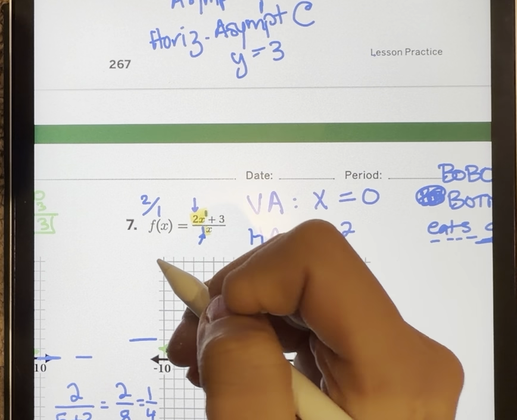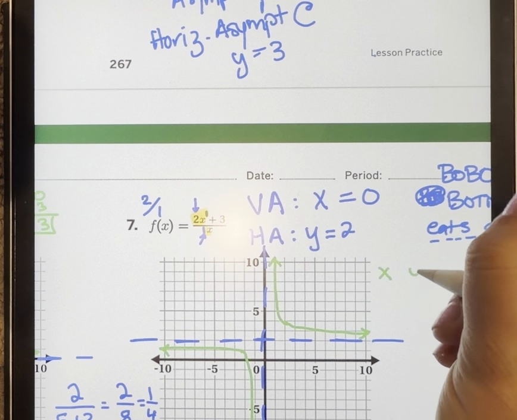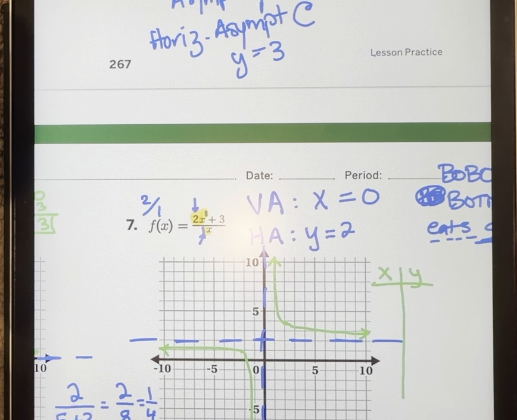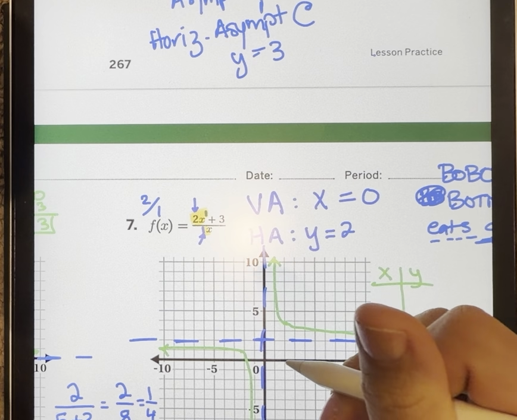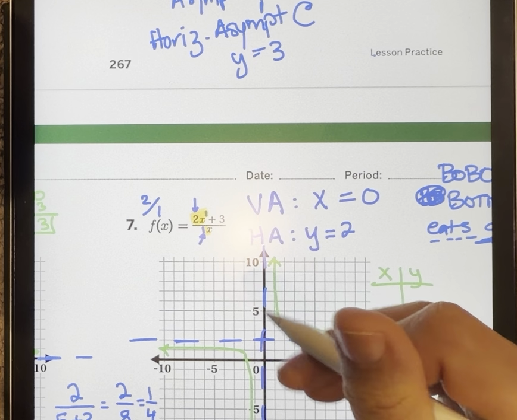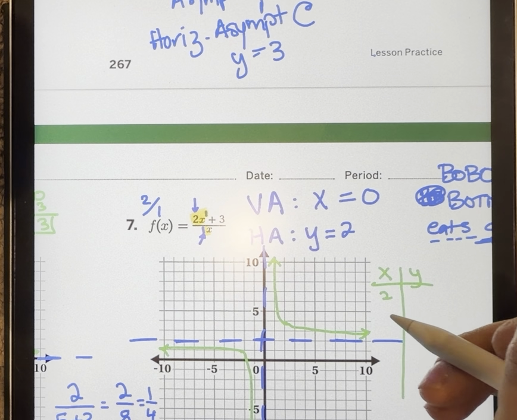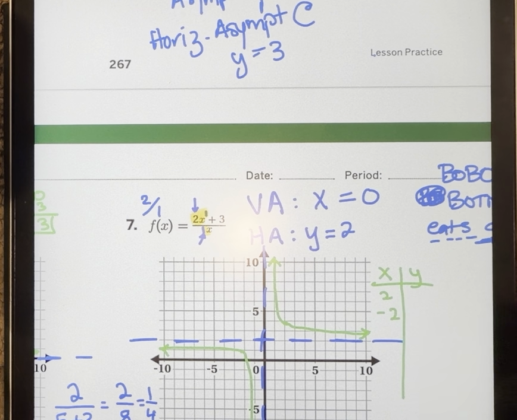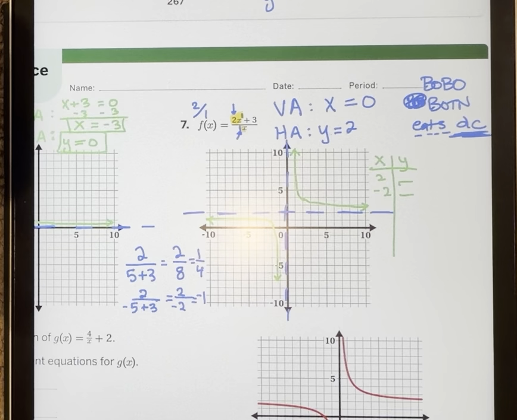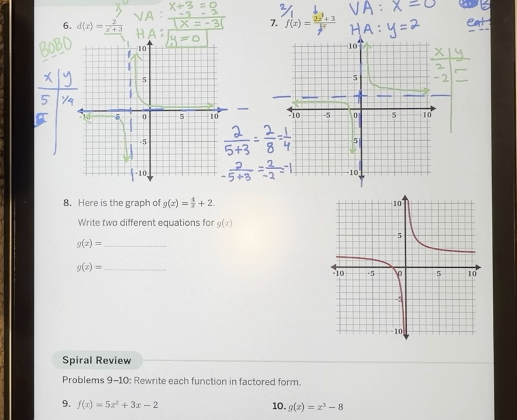But I do encourage you, if you want to see it, or if you feel like you wouldn't know what to do, make a quick table, plug in a value to the right of the vertical asymptote, maybe 2, plug in a value to the left of the vertical asymptote, maybe -2, whatever you want. See what you get and make sure that it matches the positions of the curves that you picked.